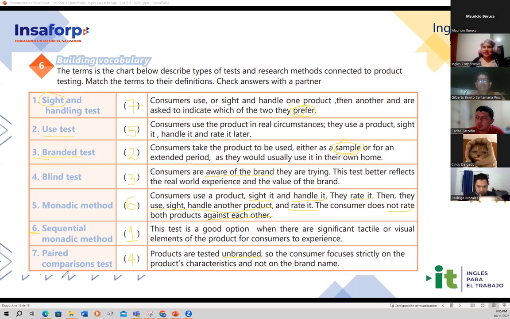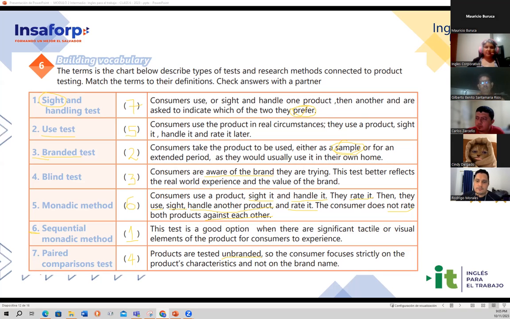Es como tener una visualización, no solo de cómo usted ve el producto, sino cómo otros lo ven. Cómo otros lo ven. Okay, that will be cited. Cited. Thank you.